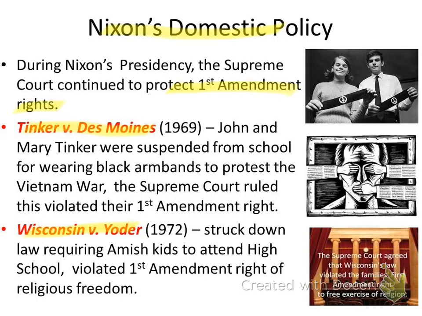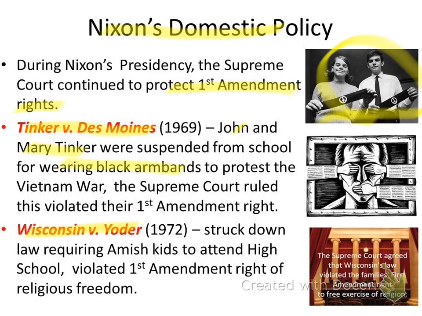Let's take a look at the first one, Tinker versus Des Moines School District. This is 1969. John and Mary Tinker, and they are imaged right up there. You can see them right there, holding those wristbands with the peace sign on them.